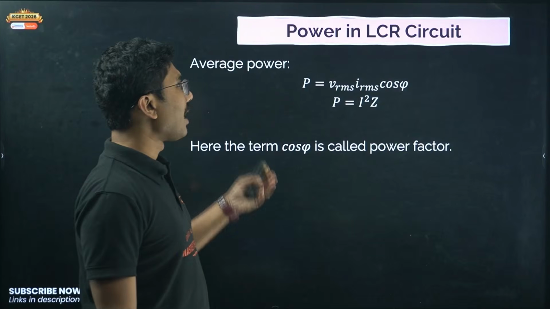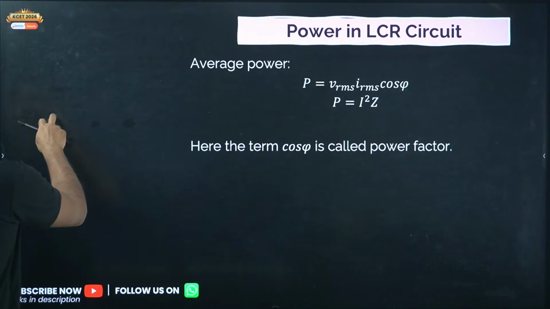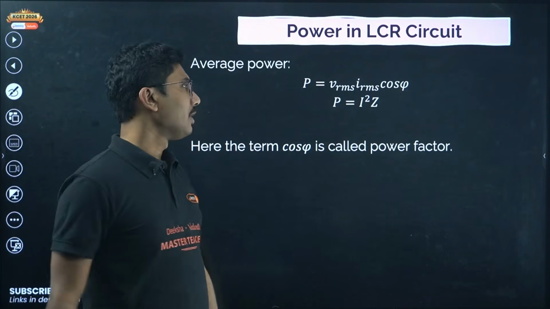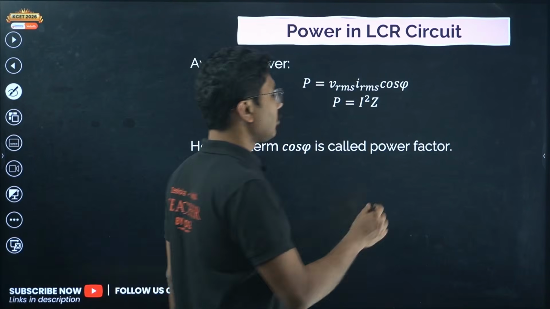Now average power in an LCR circuit in general is given by Vrms into Irms into cos phi. Here the term cos phi is called the power factor. What is cos phi?